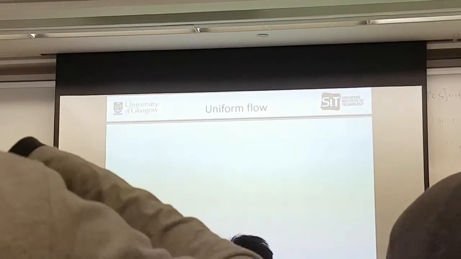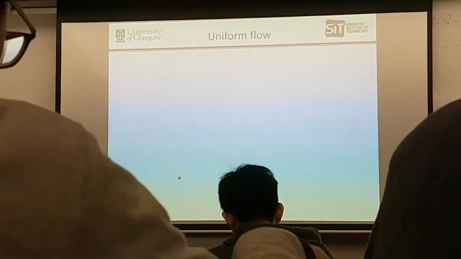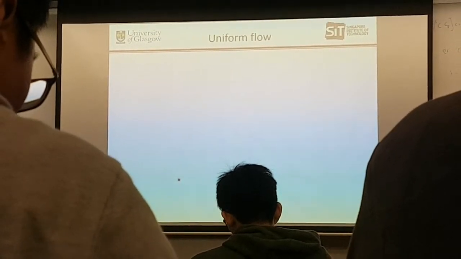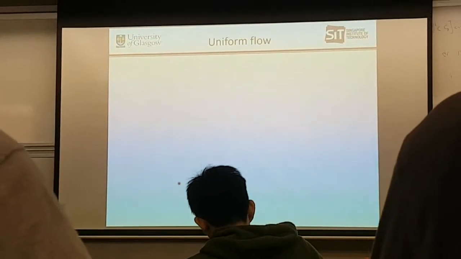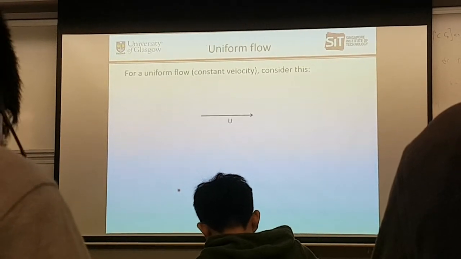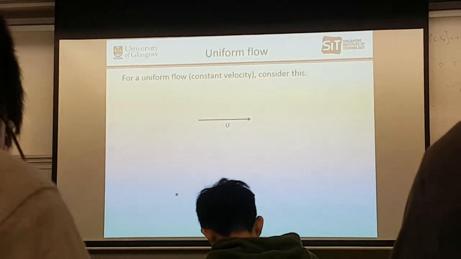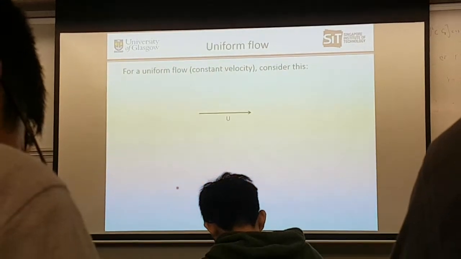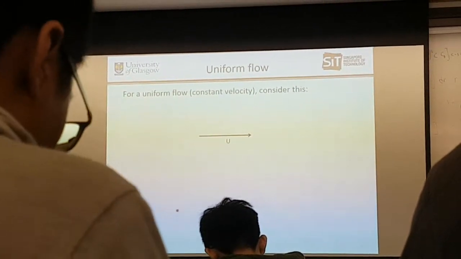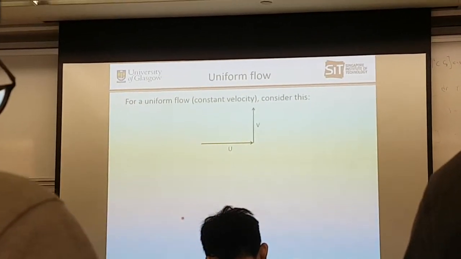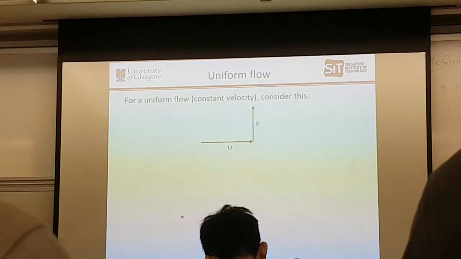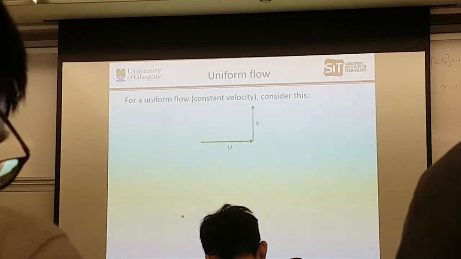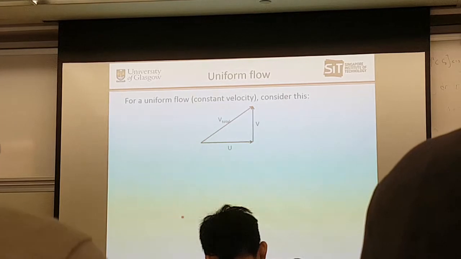Okay, so for uniform flow, which is the simplest, we are looking at this as a constant velocity value. A uniform flow can have two components if it's a two-dimensional flow. I can have a u velocity, and I can also have a v velocity. As I said, velocity is a vector, so we can resolve this into a total velocity that we want to have.